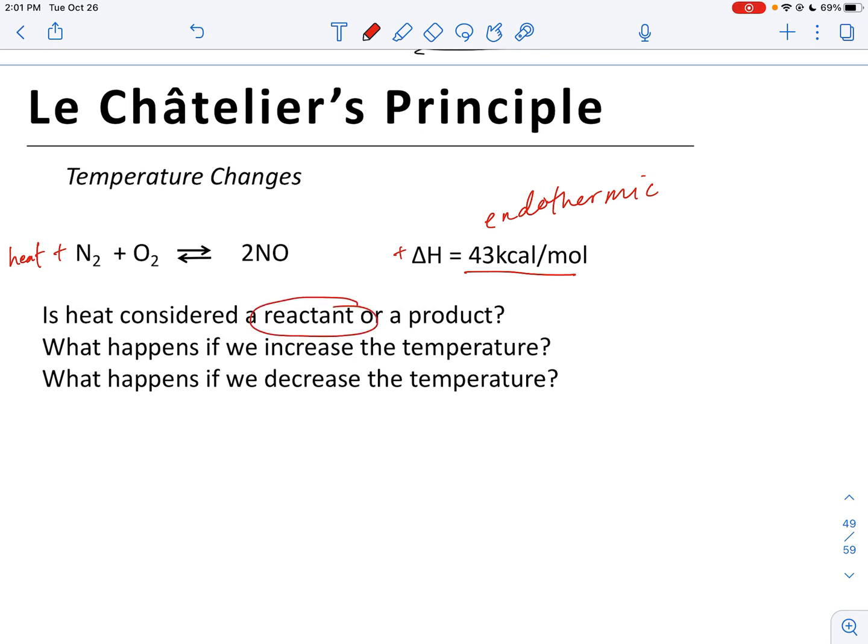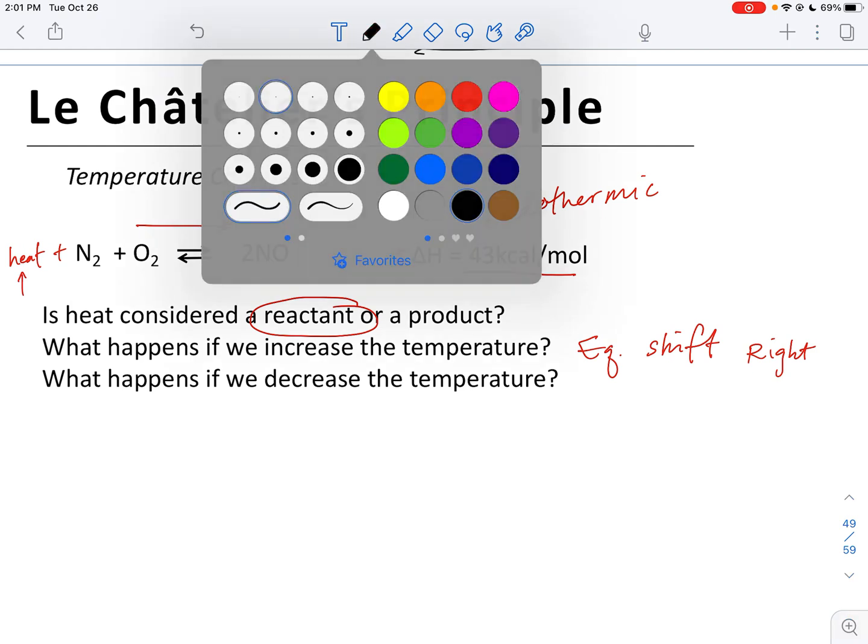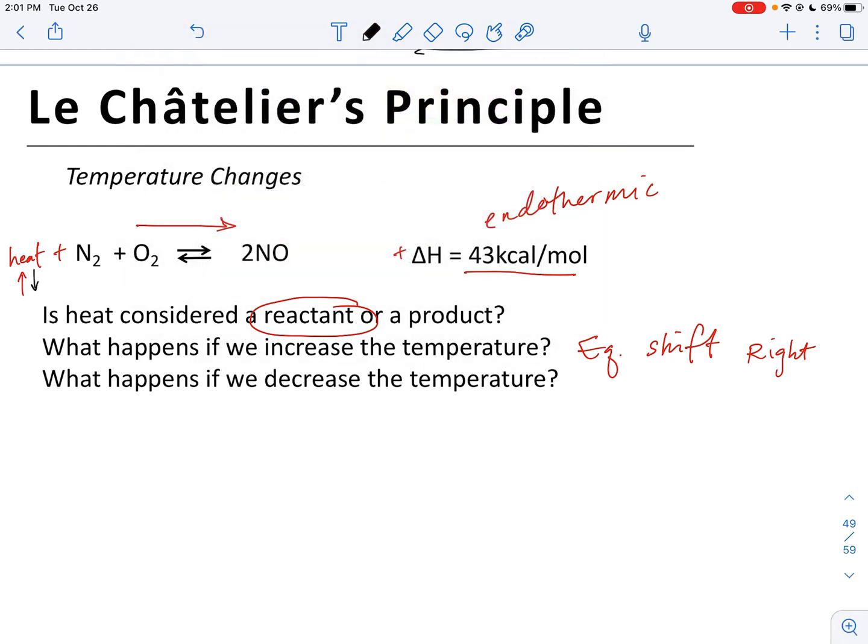So what happens if we increase the temperature, okay? If we increase heat here, equilibrium will shift. Do you know which way it will shift? It'll use up what we added. It's going to push it towards the products. So it will shift right, or you could say shift towards products. If we decrease the heat, then it's going to cause equilibrium to shift back towards the thing we take away. So equilibrium will shift left. Okay?